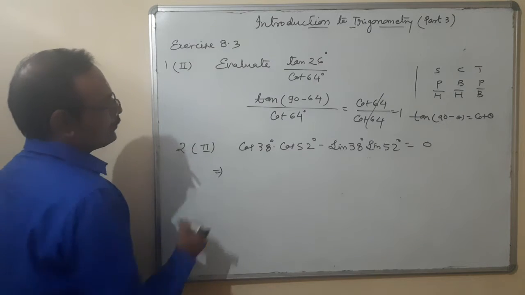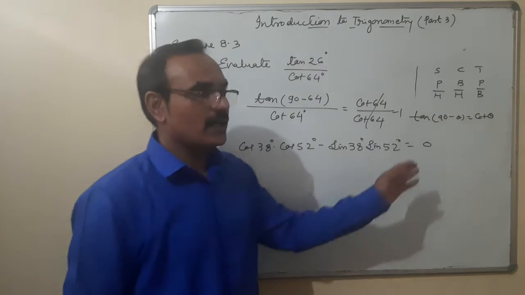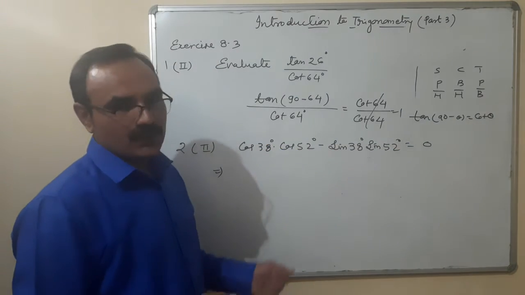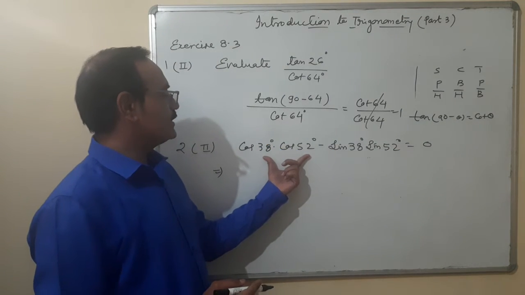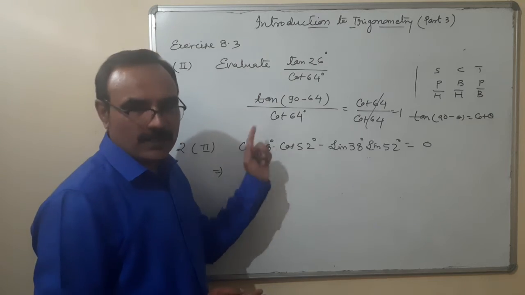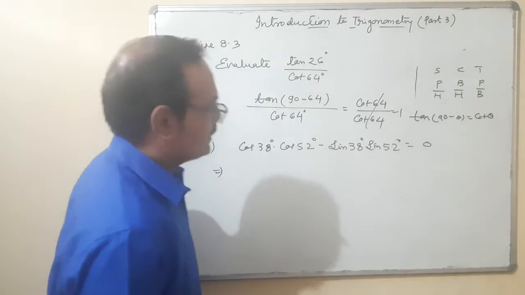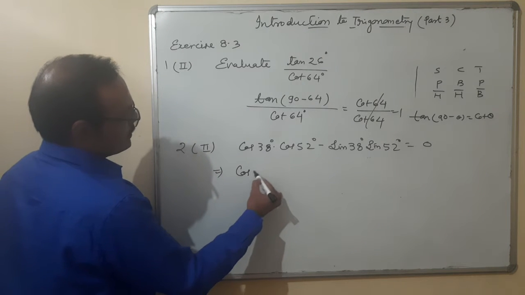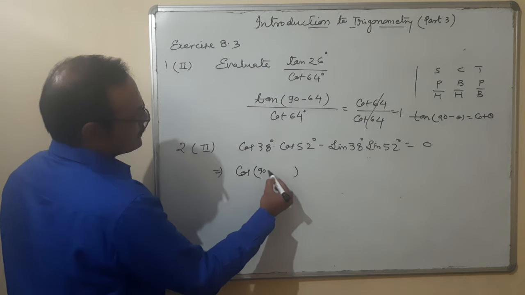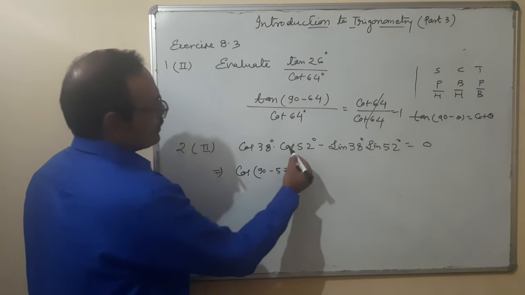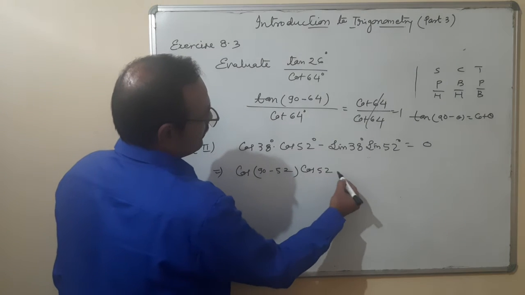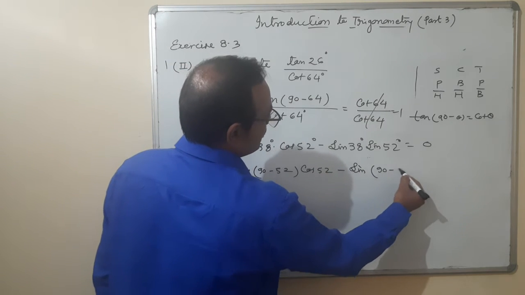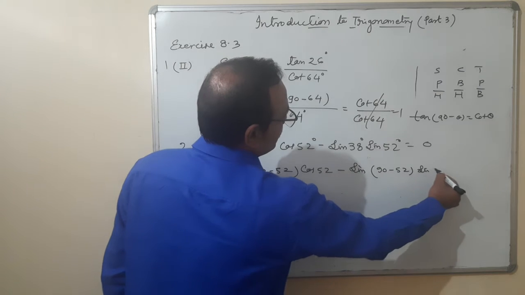Okay. Again doing the same thing, 38 and 52 are coming, they are not a part of the trigonometric table. And you can see that the sum of these two angles is equal to 90, that means one of them will be changed into the form of 90 minus something. Same will be done here. Cos 38, may I write 90 minus 52, cos 52, minus sin 38, 90 minus 52, and sin 52.